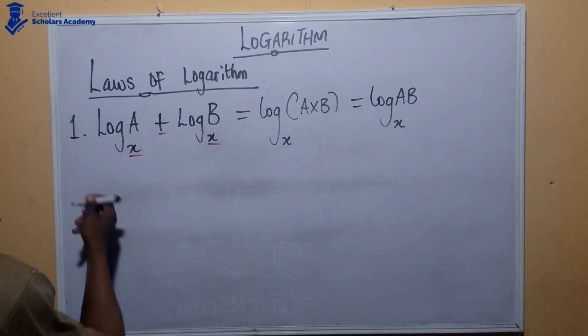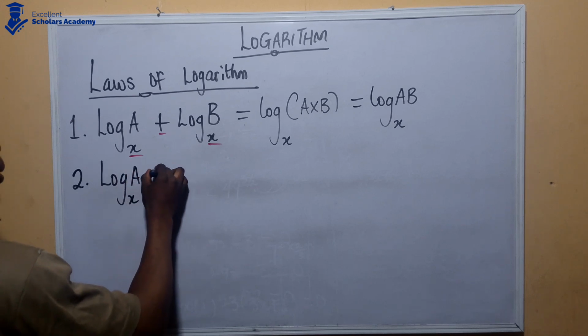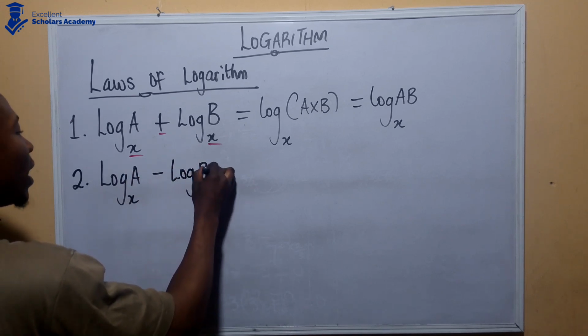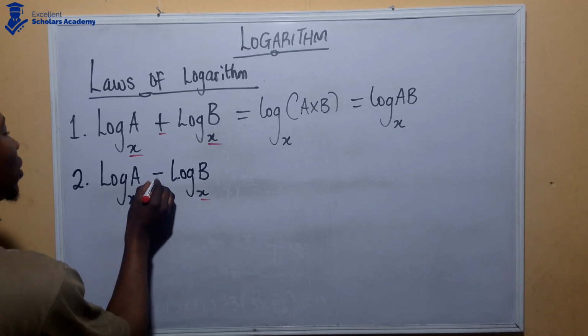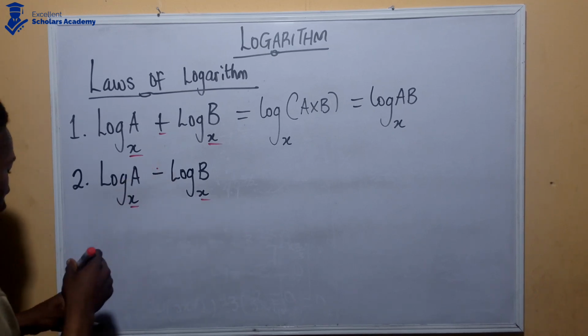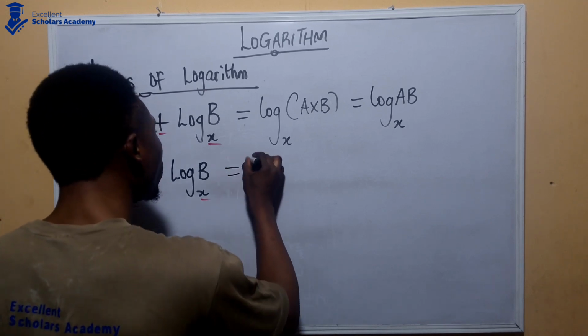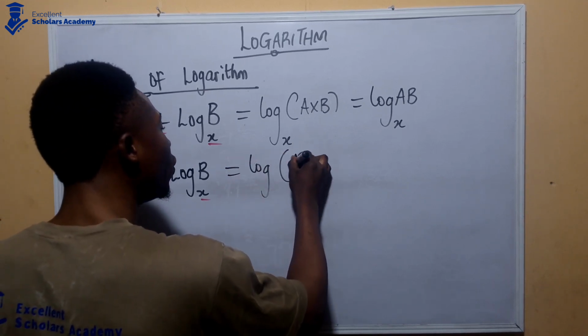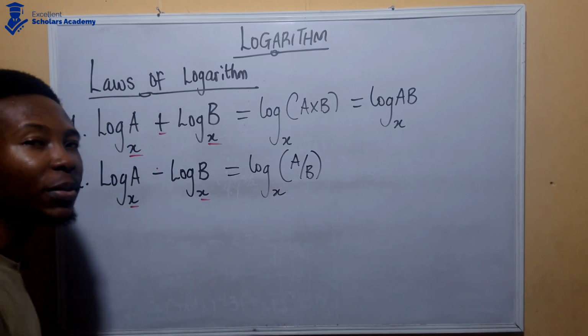Now let's look at another one. Another one says if you have log a base x minus log b base x, provided that they have the same base and a subtraction sign is between them, you can bring them into one logarithm and then it becomes log a over b base x.